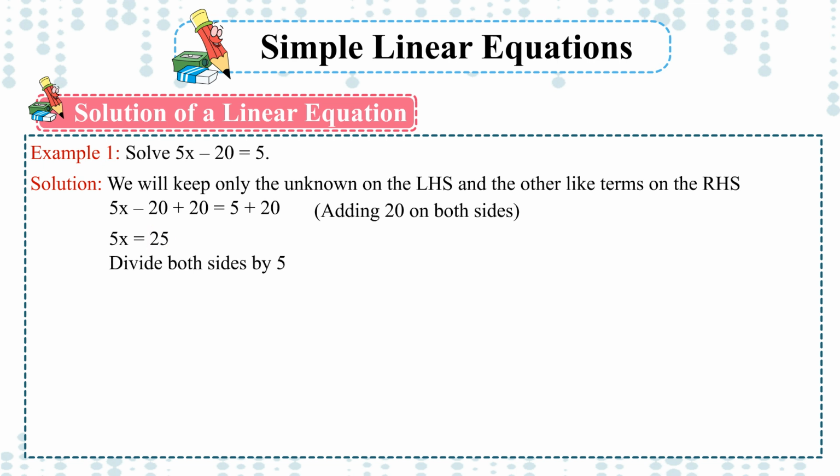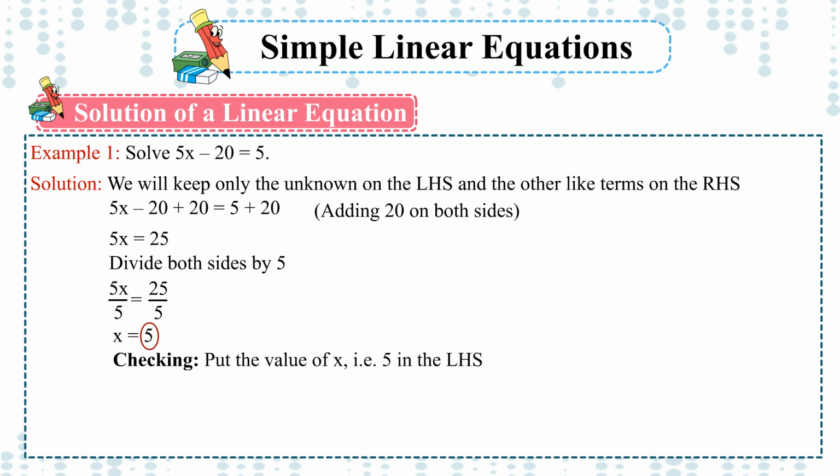Divide both sides by 5. 5x upon 5 is equal to 25 upon 5. x is equal to 5. Checking, put the value of x, that is 5, in the LHS. 5x minus 20 is equal to 5 multiply 5 minus 20, which is equal to 5, which is equal to RHS. So, x is equal to 5 is the solution.